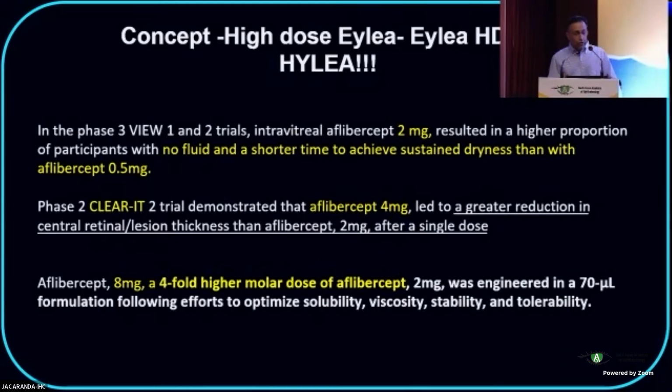So then everybody wants to push the limit. They said let's do the bazooka one. So it's the 8 milligram, 4-fold higher. Now, the problem is that it has to be a different molar concentration. Otherwise, the volume would become too much and would cause IOP rise. So this was a different constituent. It was engineered. It is slightly higher volume: 70 microliters, not the 50 we normally use.